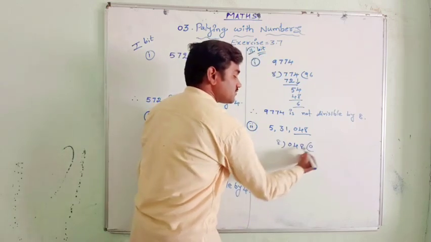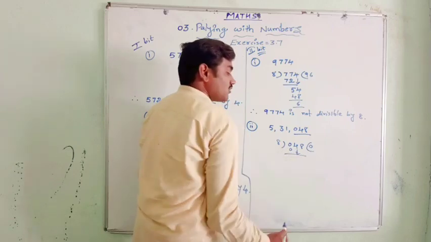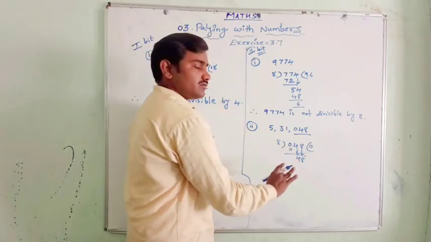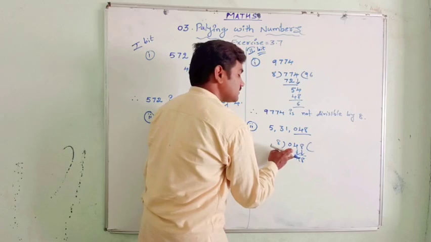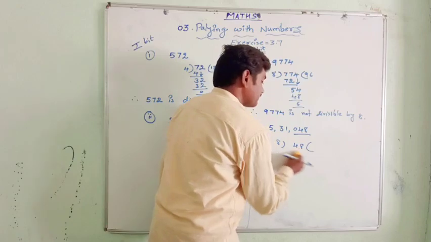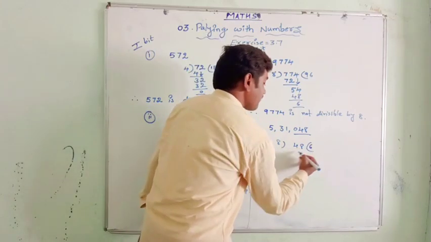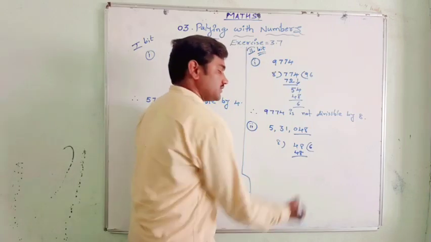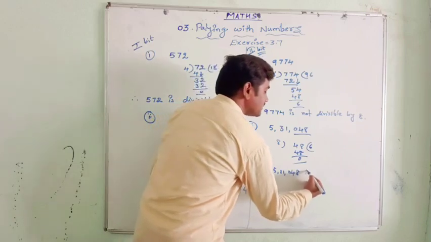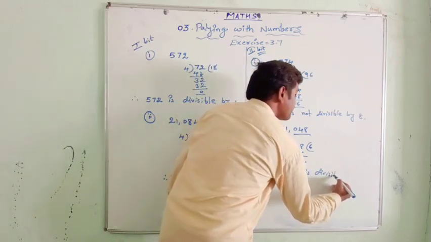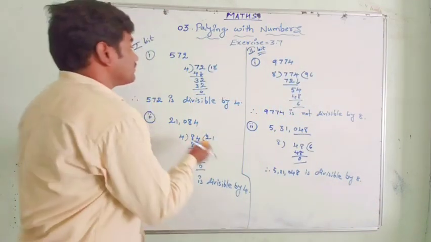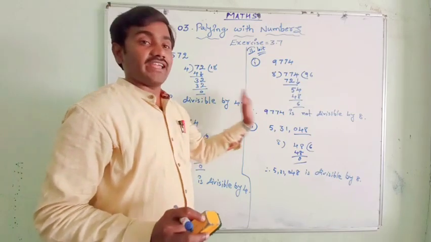8 zeros are 0. So let us bring down this 48 directly, because 0 has no value. Now 48, I put it here. Then let us divide this 48. 8 sixes are 48. Simple. Hence, completely, 5,31,048 is divisible by 8. Simple. In this way, we can check whether a given number is divisible by 4 and 8 or not.